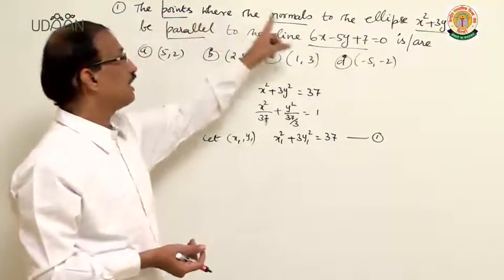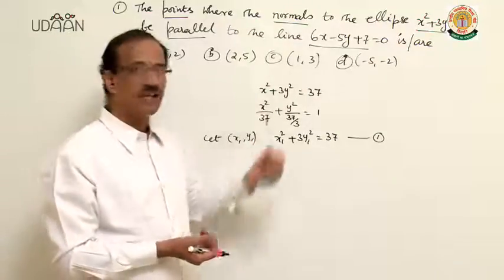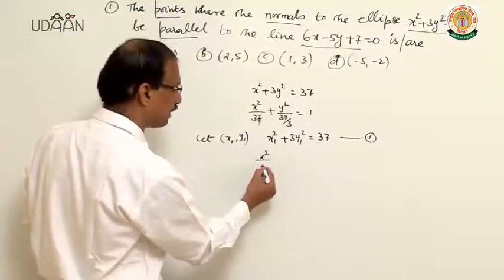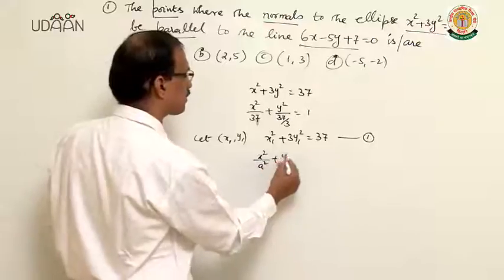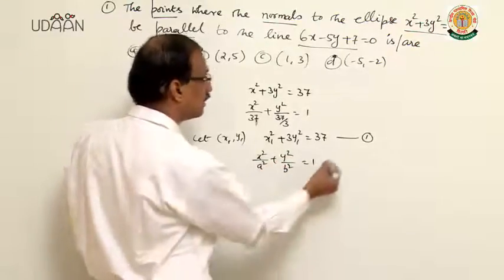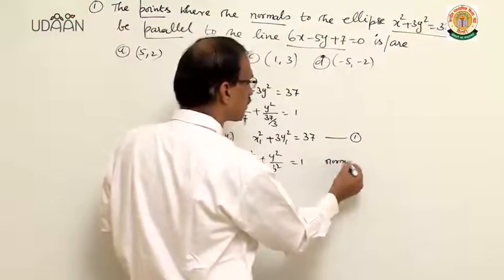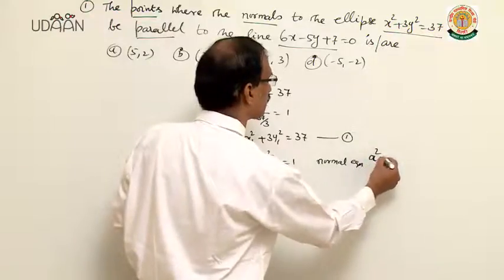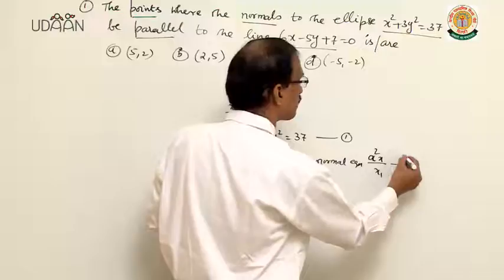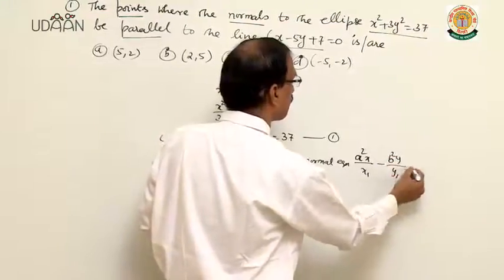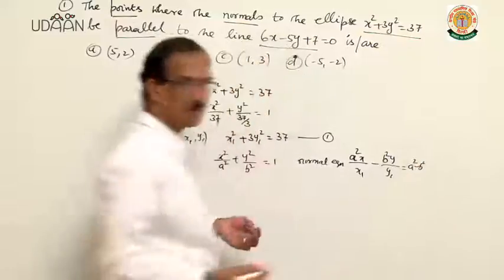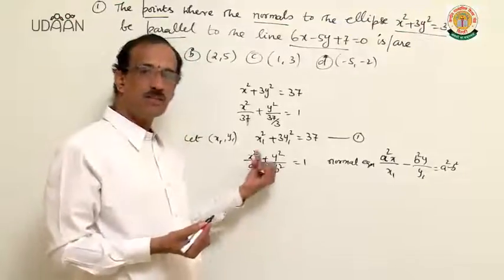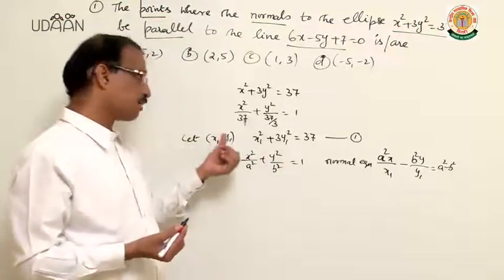Now they say the normal is drawn at this point. So what can be the normal? We know the formula for the standard equation of an ellipse, x square by a square plus y square by b square equal to 1. The normal equation is a squared x upon x1 minus b squared y upon y1 equals a square minus b square. This is the equation of the normal to the curve x square by a square plus y square by b square equal to 1 at the point x1, y1.